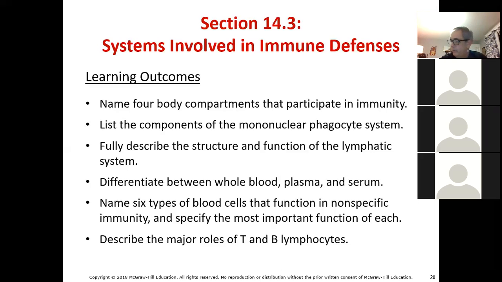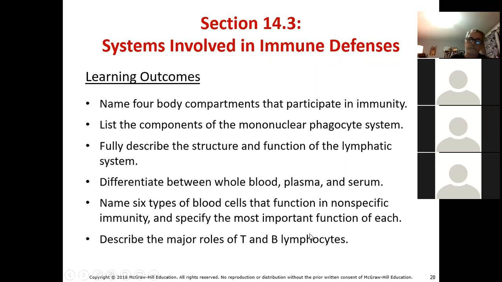Systems involved in immune defense. There are four body compartments that participate in immunity that we'll talk about. Components of the mononuclear phagocytic system. Structures and functions of our lymphatic system, which plays an important role. We'll talk about whole blood, plasma, and serum. We'll talk about six types of blood cells that function in nonspecific immunity. And we'll describe the major role of the T and B lymphocytes. So we're going to talk about these different immune cells that are part of what we call innate immunity. And then our acquired or adaptive immunity is just the T and B cells.